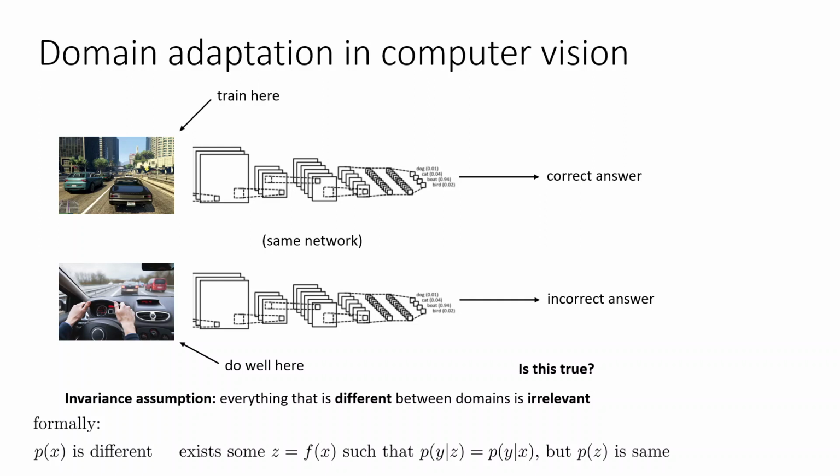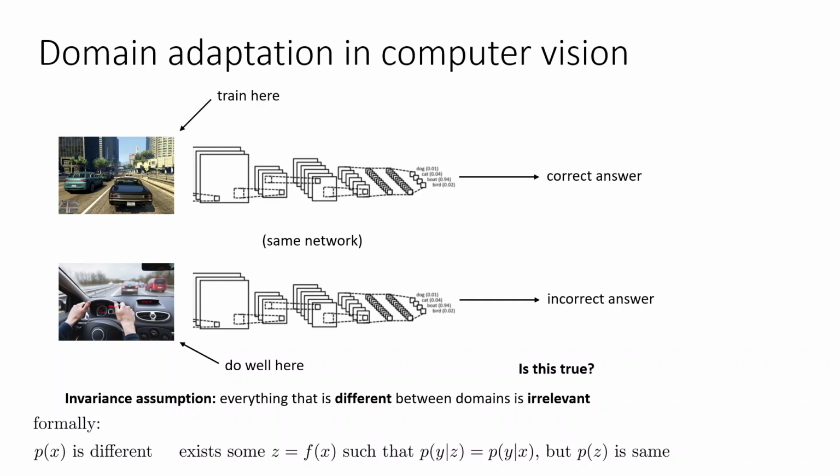So just to unpack this statement again, P of x, the distribution of inputs, is different in the two domains, but there exists some featurization, z equals f of x, so that P of z is the same in the two domains, and P of y given z is equal to P of y given x, meaning that z contains everything you need to predict y. If you can find such a representation, and the invariance assumption holds, then you will be able to transfer perfectly.